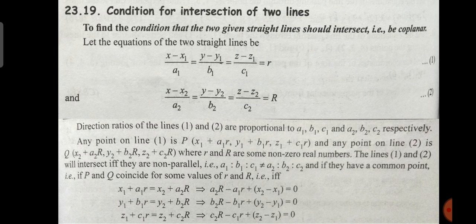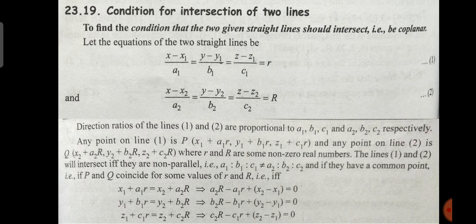You know the Cartesian equation of a straight line: (x minus x1)/a1 = (y minus y1)/b1 = (z minus z1)/c1 = r. Another line is taken: (x minus x2)/a2 = (y minus y2)/b2 = (z minus z2)/c2 = R. These are the two equations, and a1, b1, c1, a2, b2, c2 are the direction ratios.